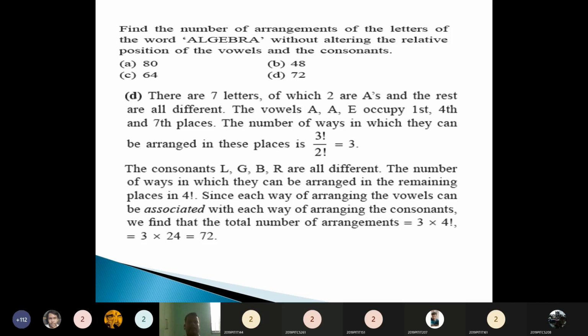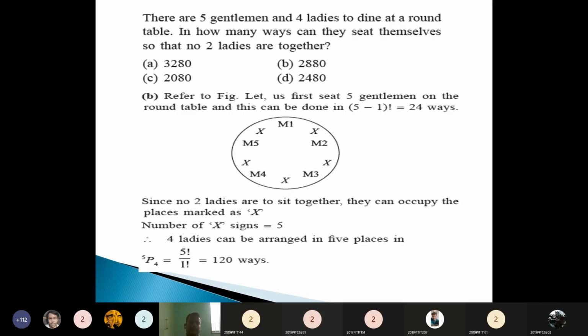Okay, so now circular permutation. There are 5 gentlemen and 4 ladies to dine at a round table. In how many ways can they seat themselves so that no 2 ladies are together? Okay, with a restriction. Previously we had seen circular permutation. What is that? (n minus 1) factorial, without any condition.